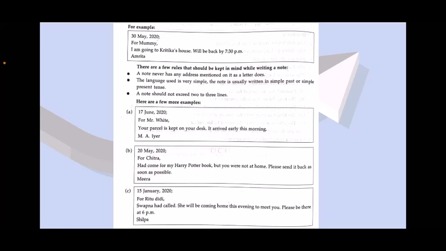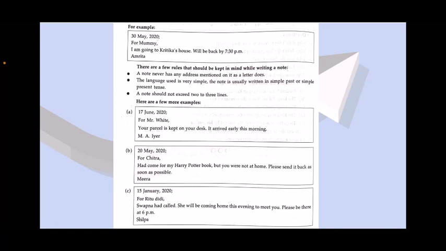Next example, 20th May 2020 for Chitra. Had come for my Harry Potter book, but you were not at home. Please send it back as soon as possible. Meera. So Meera went to Chitra's place, but since she was not at home, she was not able to collect the Harry Potter book. And she's asking her that she needs this book and to send it to her as soon as possible. So instead of making this whole information long, she has written 2 sentences.